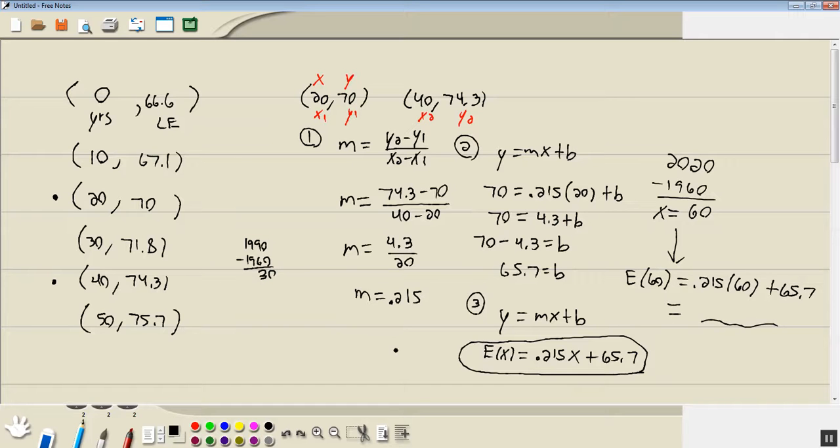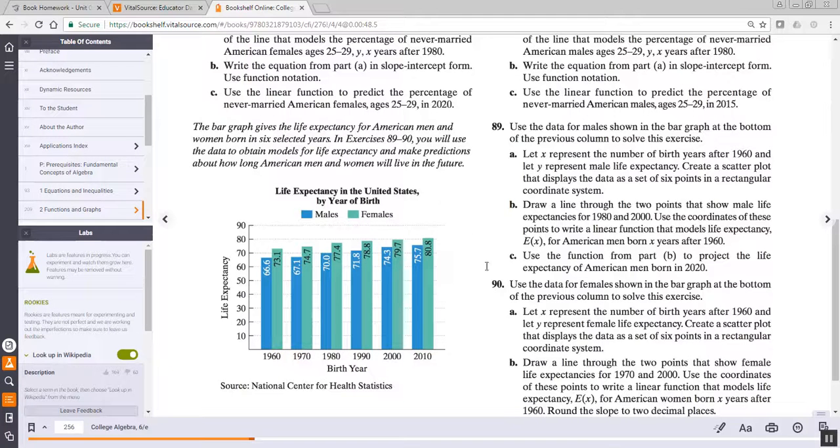Now realize you'll come up with a different equation here depending upon which points you pick. So if I pick the second point and the last point, I would get a different function. That's okay, because you're trying to find maybe a good line that goes through those points as best as you can. Now 90 is kind of the same way, except you use the female. So you go with the light blue, aqua, whatever that is. Never good with colors.